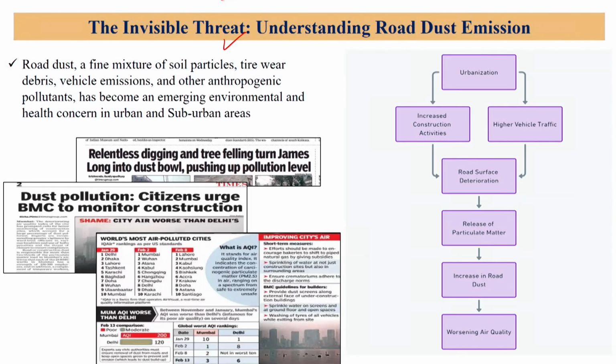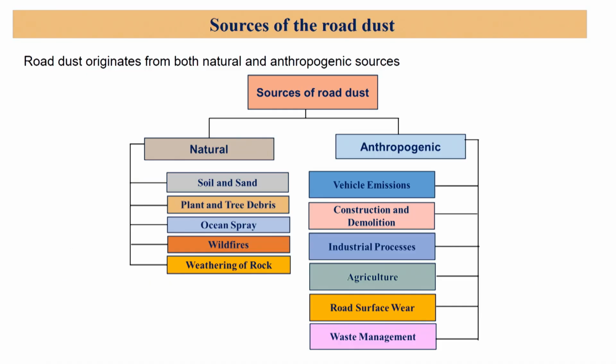So, what is road dust, and what is the difference between road dust and normal dust? Let me see if I have the next slide. If you see the natural sources of dust, you can have soil, sands, and plant and tree debris. When they die, the trunks become open, and from there the dust can be emitted. When the tree is exposed and not holding the soil, that soil is exposed to the atmosphere and can be a source of dust.